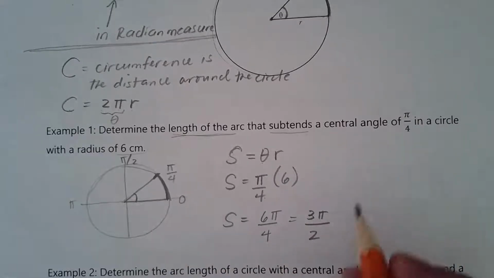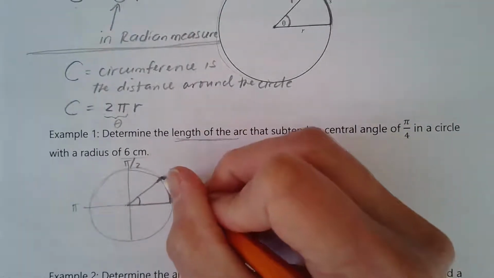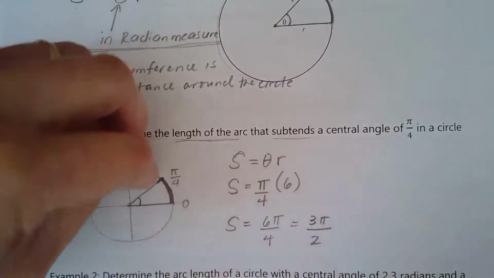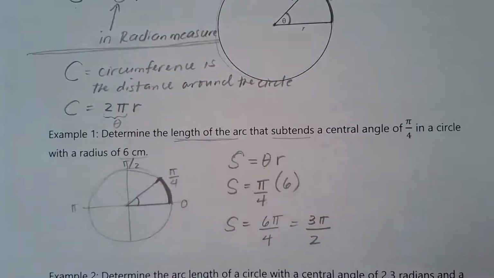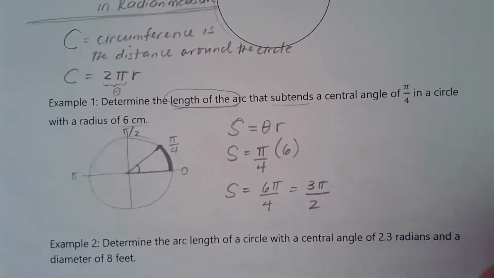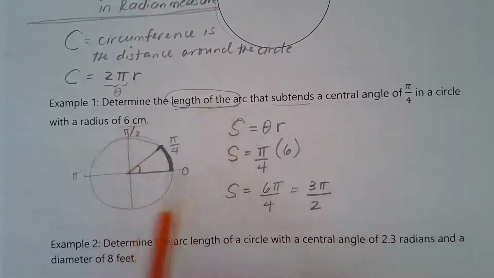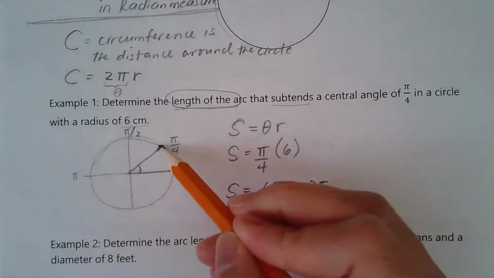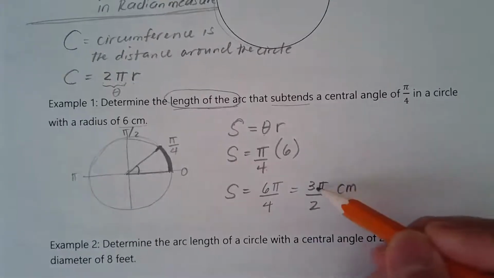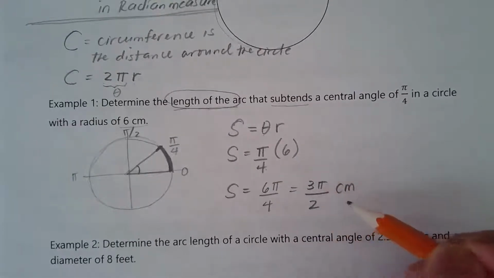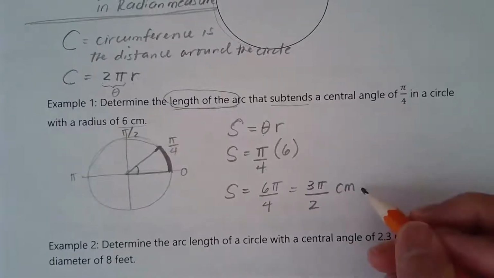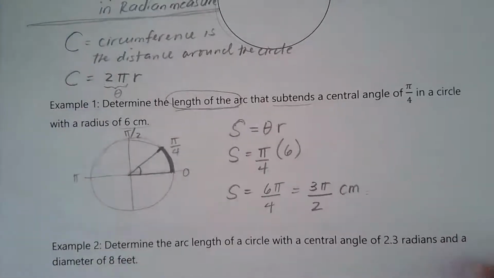Because we're talking about the length of this arc, if we take our measuring tape and put it from one end to the other, that's an actual length. What unit are we going to apply here? If the radius is in centimeters, then that length is also in centimeters. We can leave it as 3 pi halves centimeters, or we can round it off to a decimal. It doesn't really matter.